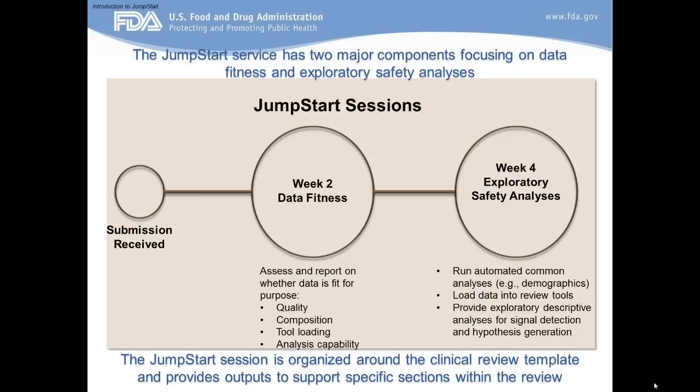And then by week four, we provide them with the exploratory analysis that I told you about, the more universal or additional analysis that we provide. At this point, we also sit down with the reviewers and provide this information to them and have discussions about whether this is relevant or not, and they take that information and include it in their review of the products. We're doing all of that around the clinical review template. So not only are we providing the information and meeting with them, but everything is organized around the clinical review template, and the outputs are provided to them as well. So if they decide to use it, they can include them directly into their review.